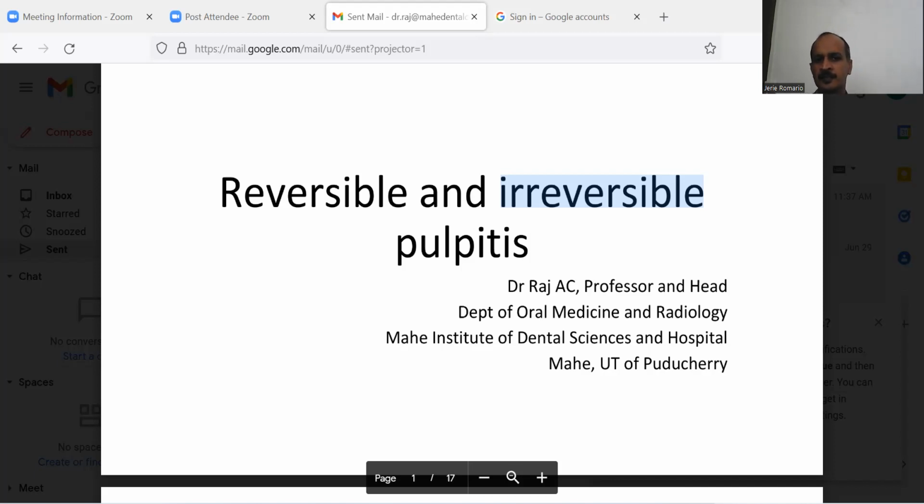The cardinal symptom is mild pain of brief duration after stimulation with heat, cold, or sweet. Most commonly the patient will complain about cold and sometimes sweet. The pain lasts for less than 10 seconds. That is very important. So these two things you have to get from the patient. It is not what we see. It comes from the history of the patient, the history of the pain.